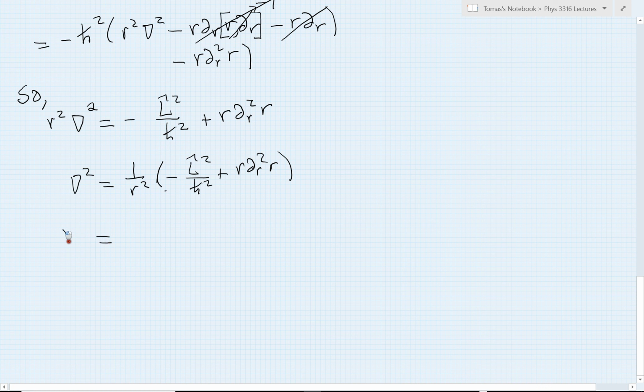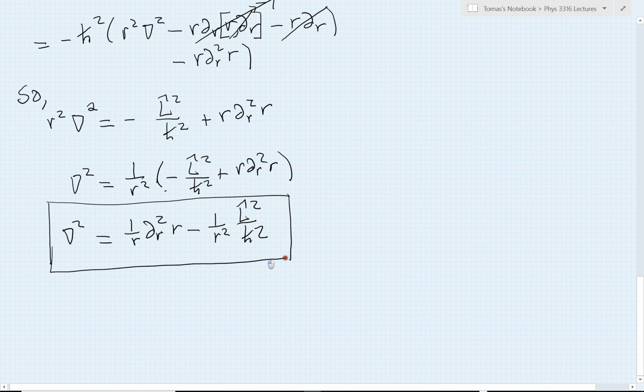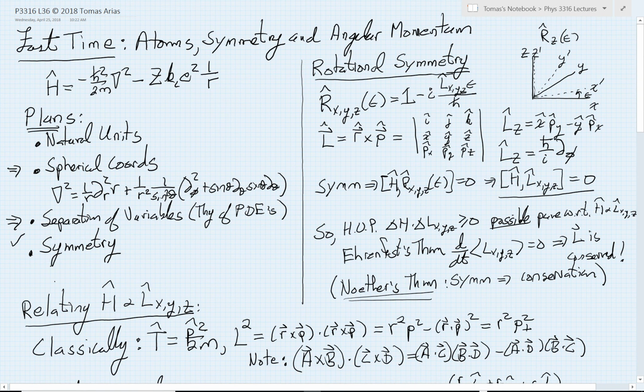And let me rewrite this now in a nice, neater way. I certainly can combine these two terms, which will leave me then with 1 over r d by dr squared r, and that should be very exciting to us because that looks a lot like our Laplacian from up above, minus 1 over r squared times L hat squared over h bar squared. So that's one key result. I want to put a box around that one. So this del squared operator, which has all of this complication associated with it, we now have a much simpler expression for it in terms of the angular momentum.